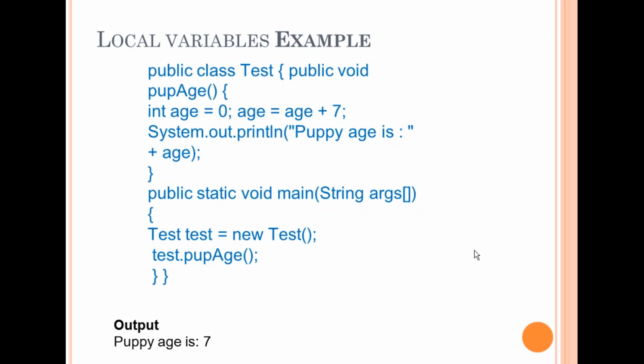Here age is a local variable. This is defined inside the puppyAge method and its scope is limited to only this method. This will produce the following result: puppy age is 7.